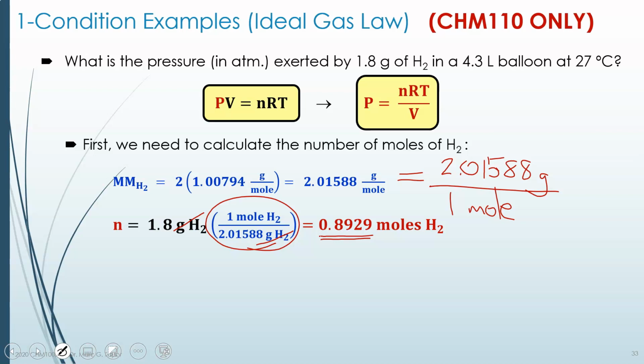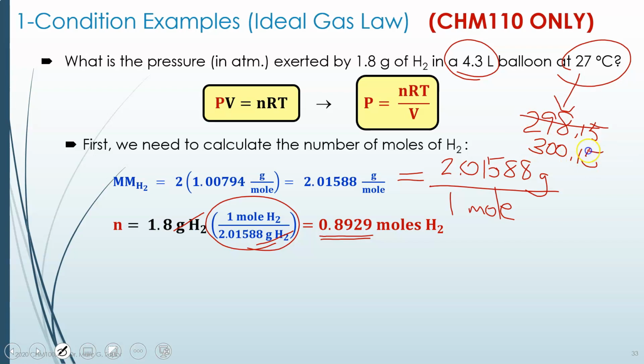Now we have our N, we have our V, we have our T that was converted to 298.15, I'm sorry, let me change that, 300.15 degrees Kelvin, and we have our moles, our N. So now we have our 3 parameters.